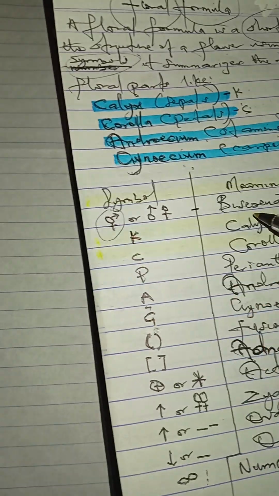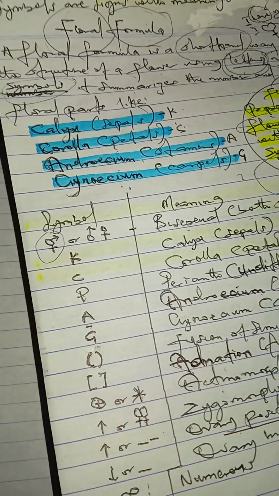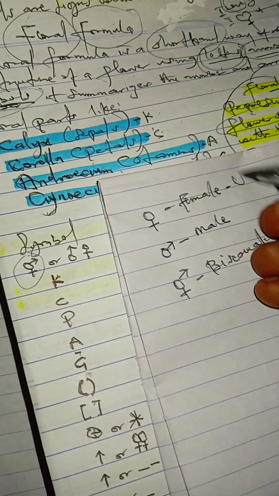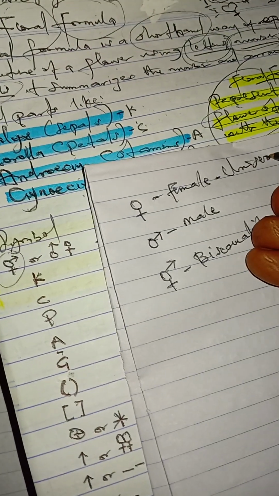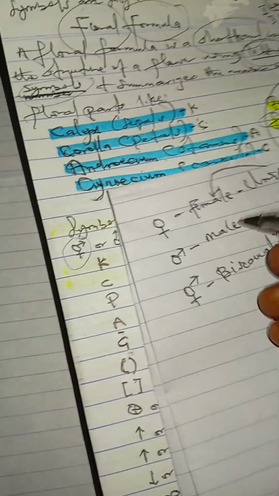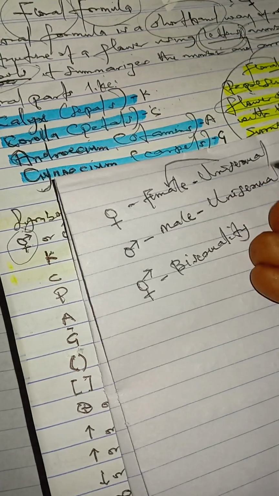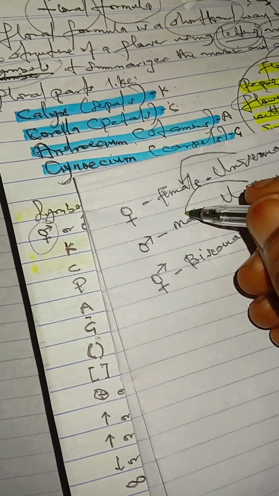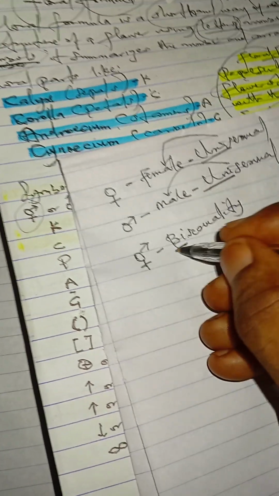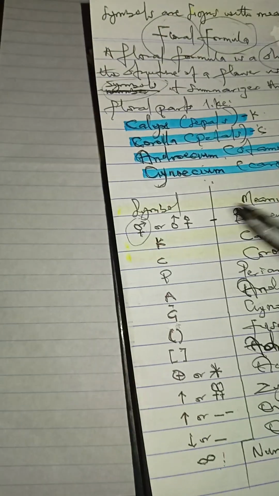So we have this to be bisexual, both the stamen and carpels are together. And if I have this, it is unisexual. That means one sex, and the unisexual is what? Female. If I have this, it is also unisexual, but the unisexual is what now? Male. Uni simply means one sex. This one means two. I believe you are getting it. So that's done. So these are the symbols.